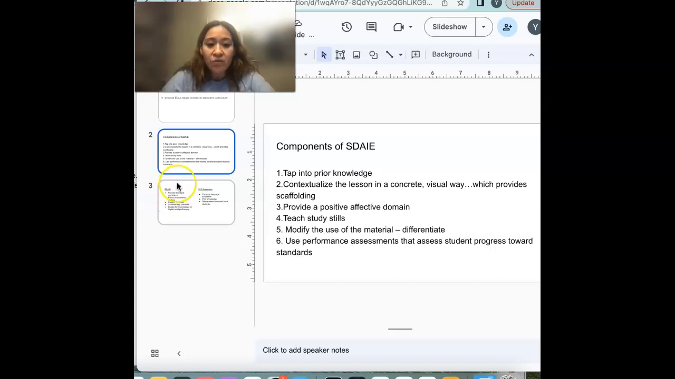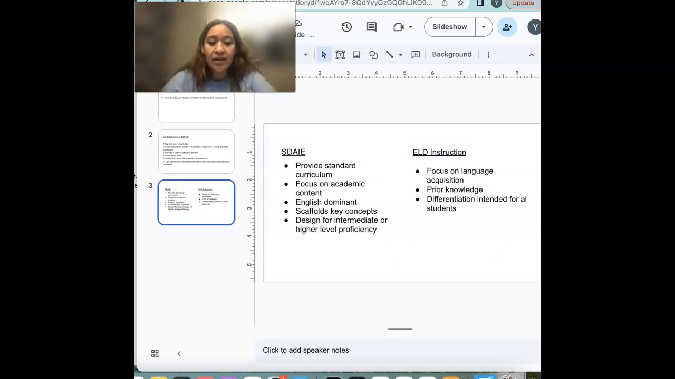SDAIE is mainly focused on English dominant, although students might use primary language. SDAIE also focuses on academic content and scaffolds key concepts, while ELD instruction is targeted for ELL students based on English language proficiency. It develops all 4 strands: listening, reading, writing, and speaking.